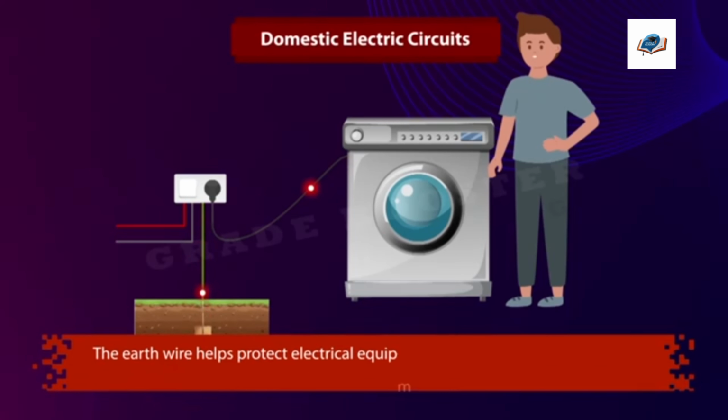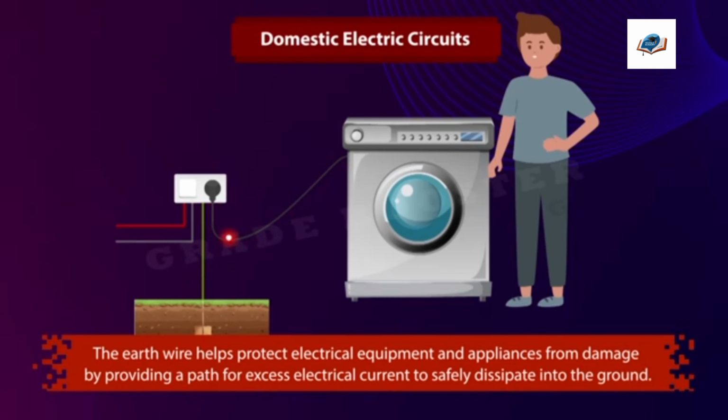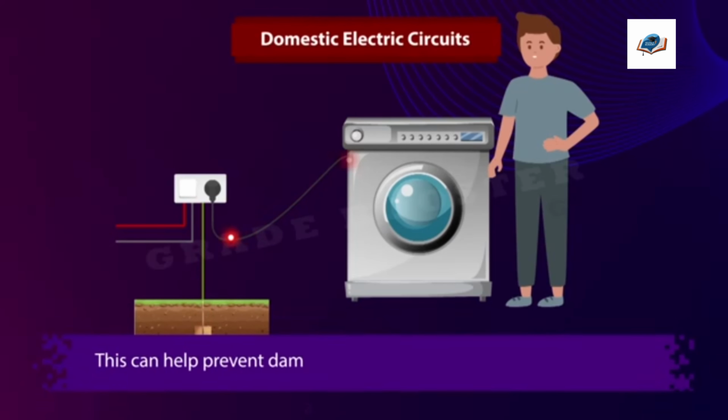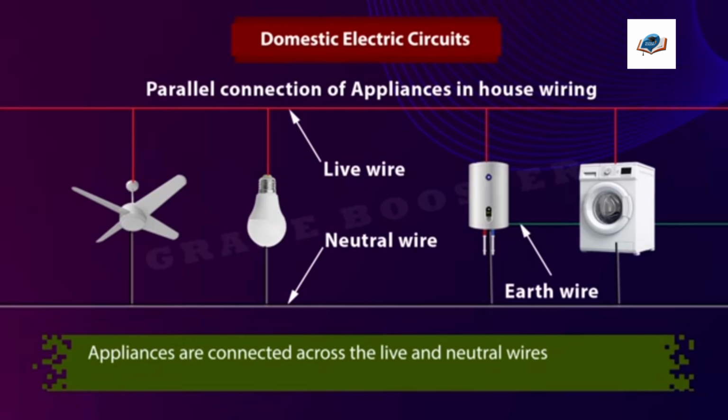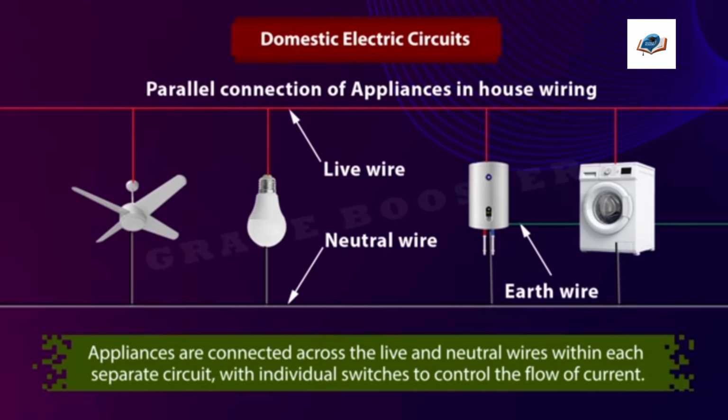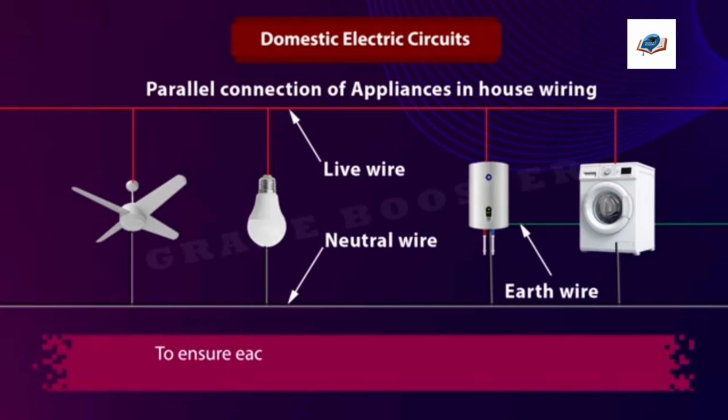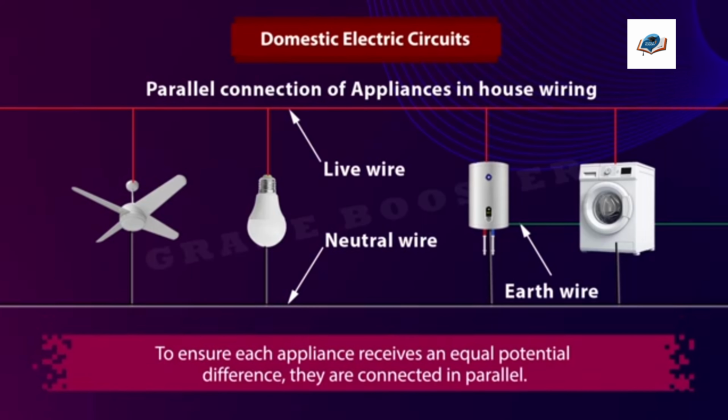The earth wire helps protect electrical equipment and appliances from damage by providing a path for excess electrical current to safely dissipate into the ground. This can help prevent damage from power surges or lightning strikes. Appliances are connected across the live and neutral wires within each separate circuit, with individual switches to control the flow of current. To ensure each appliance receives an equal potential difference, they are connected in parallel.